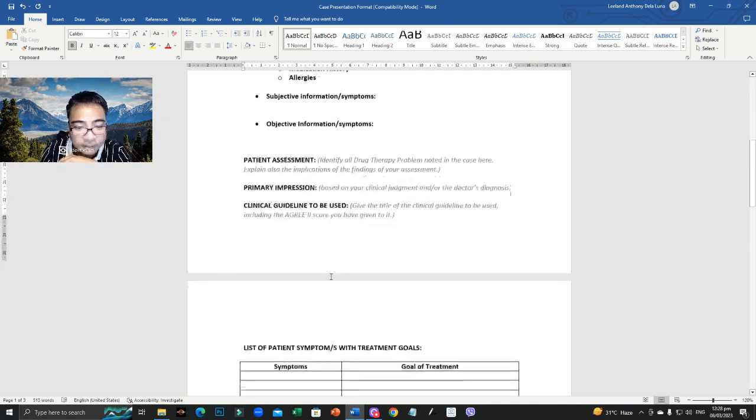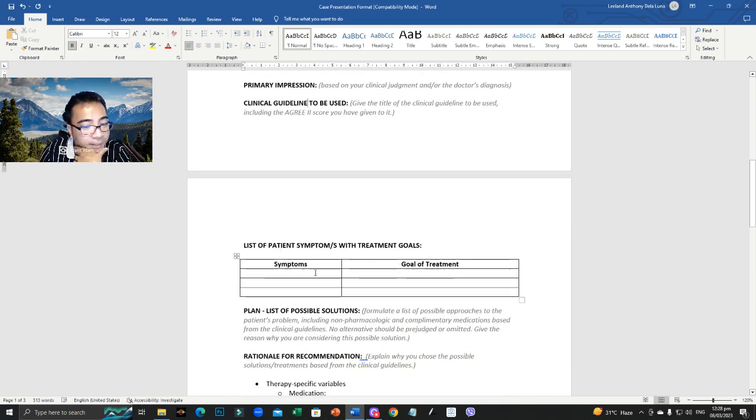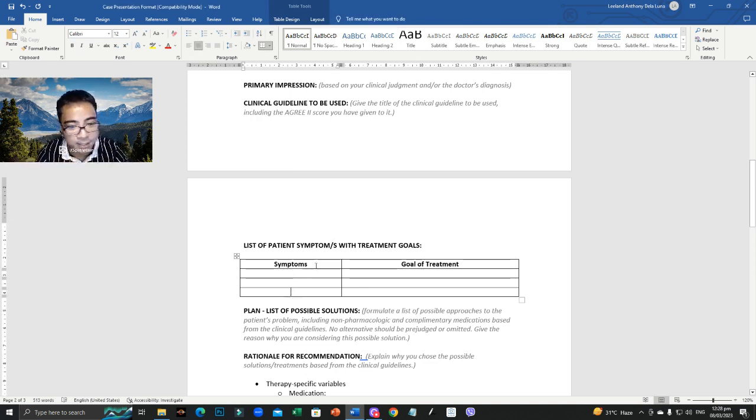And then after this one, class, part pa rin ito ng assessment. Ililista nyo isa-isa yung symptoms ng patient, pwedeng symptoms or signs. Dito halimbawa, ilalagay nyo ang nakita yung symptoms ng patient is headache.